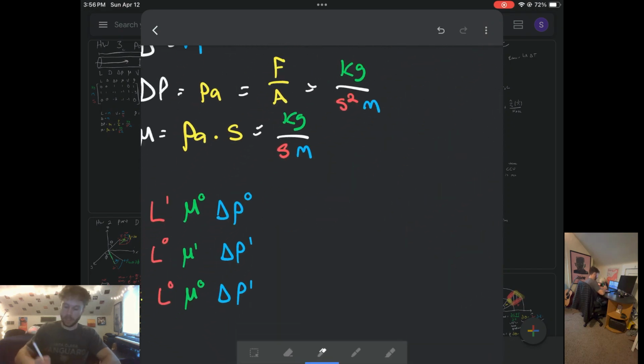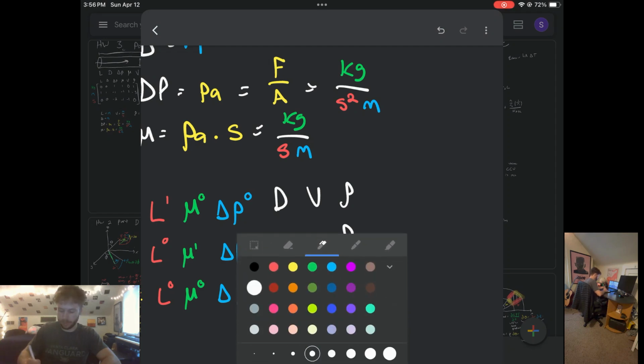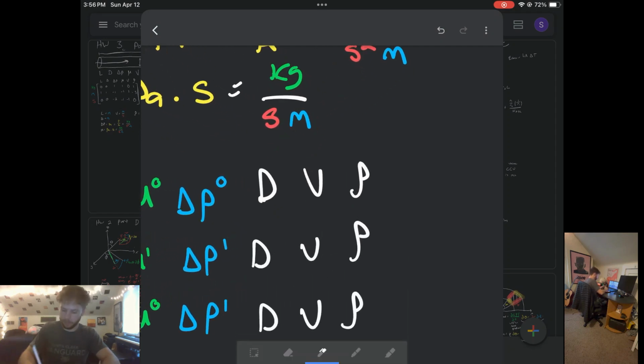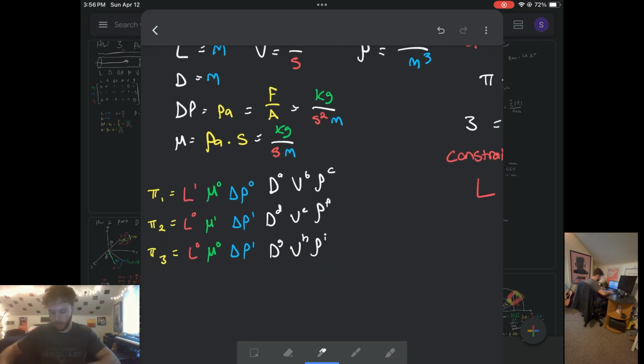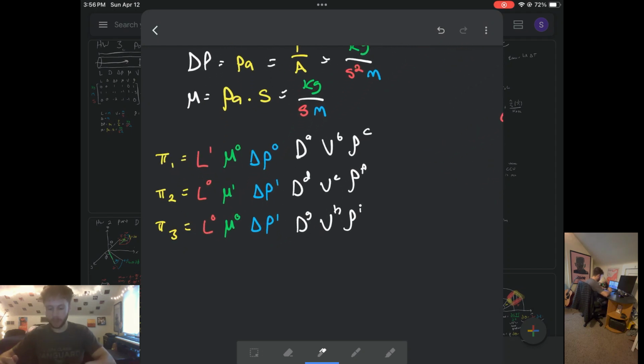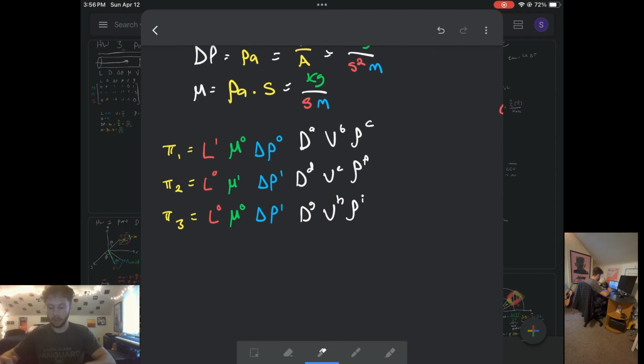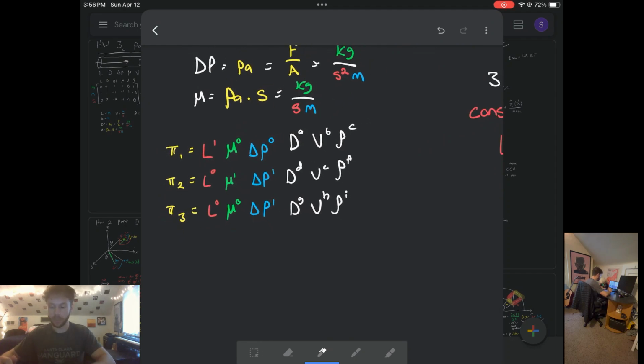Each of those, diameter, velocity, density, will be multiplied by an unknown power to us currently because we haven't solved it. So we'll say diameter A, velocity B, density C in the first one, and then D, E, F, G, H, I. So using this method, we will be able to use the Buckingham Pi method in order to find our unknown.